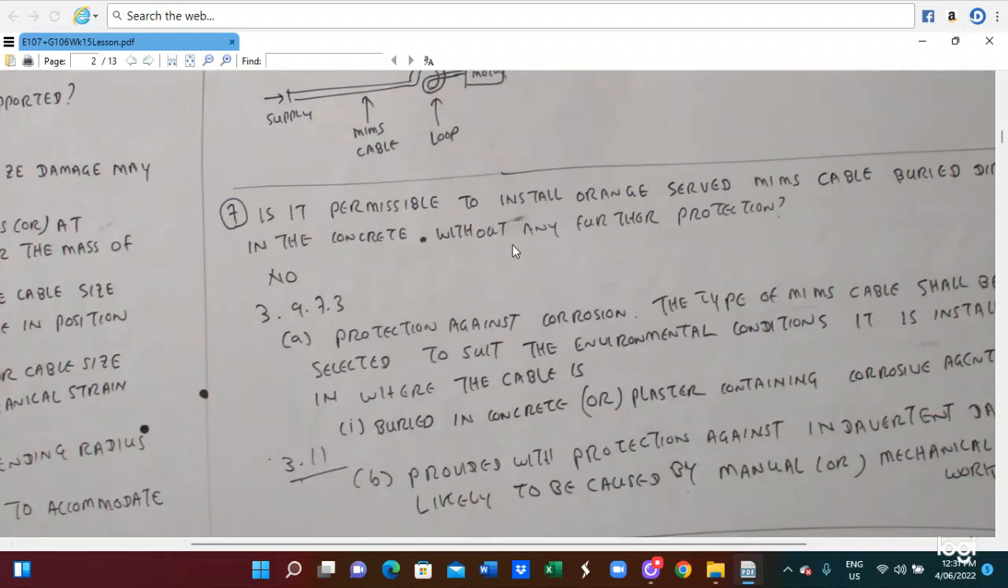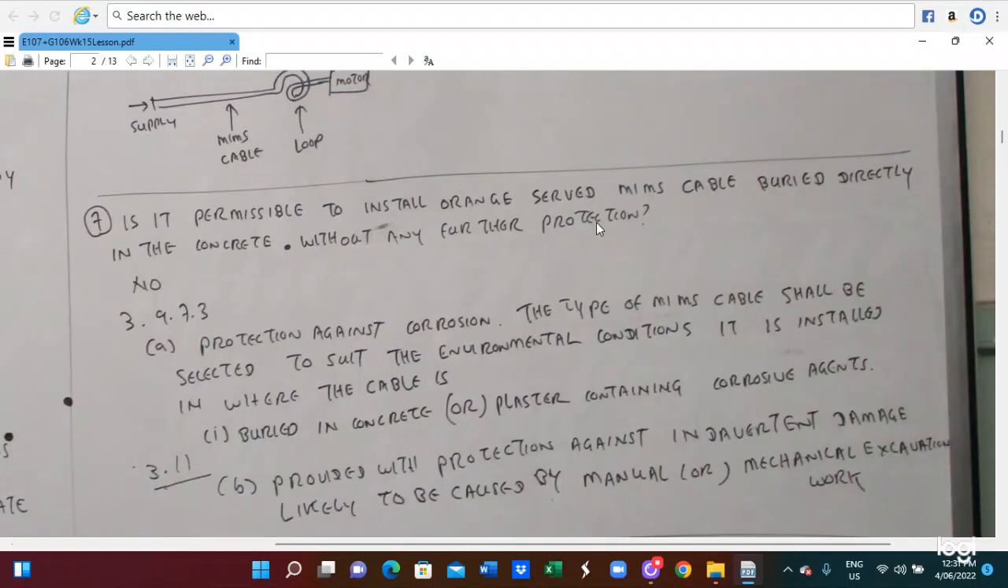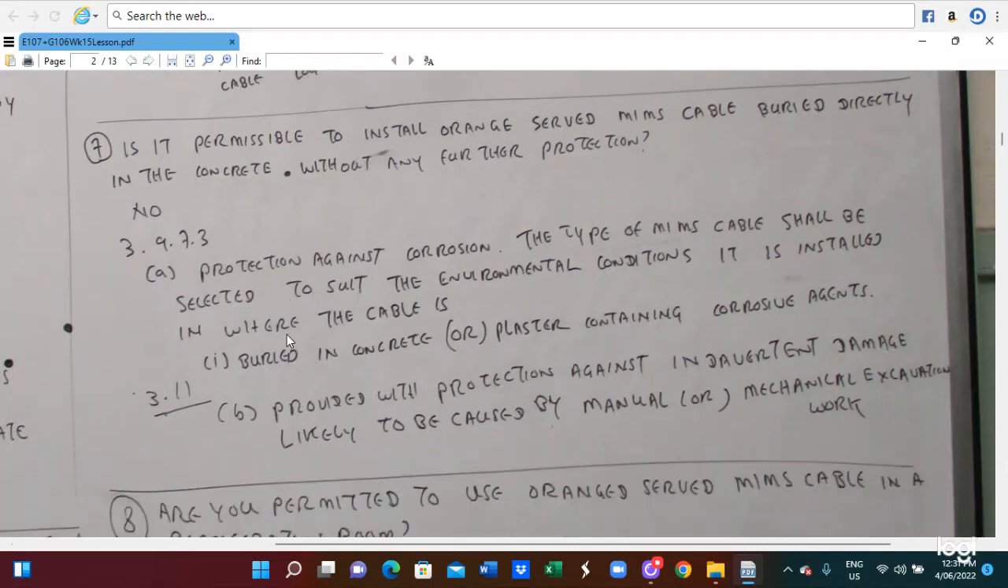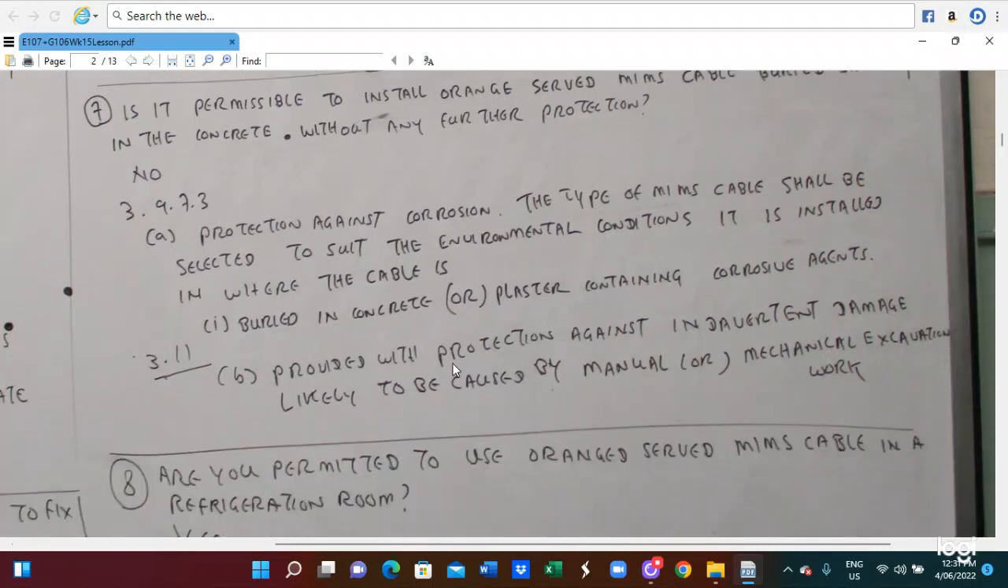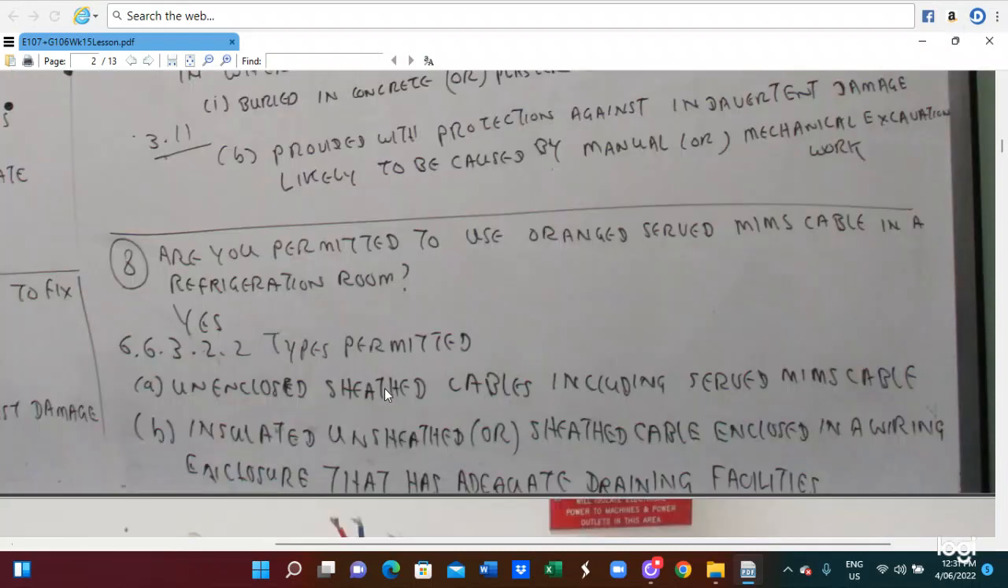It is permissible to install the orange cable body directly on the concrete without any further protection. As I know, this is when we follow clause 3.9.7.3. It must also be provided with protection against damage likely to be caused by manual handling. So clause 3.11 is also important.